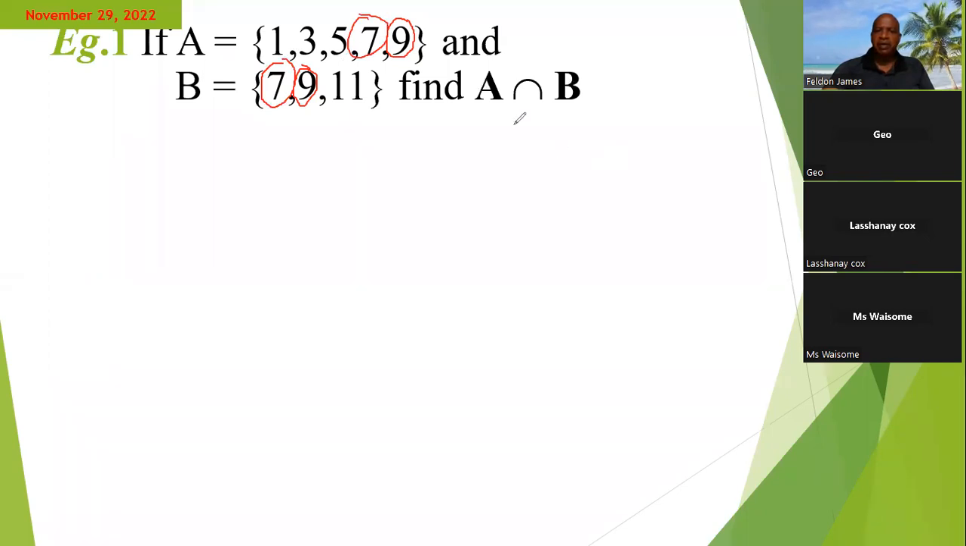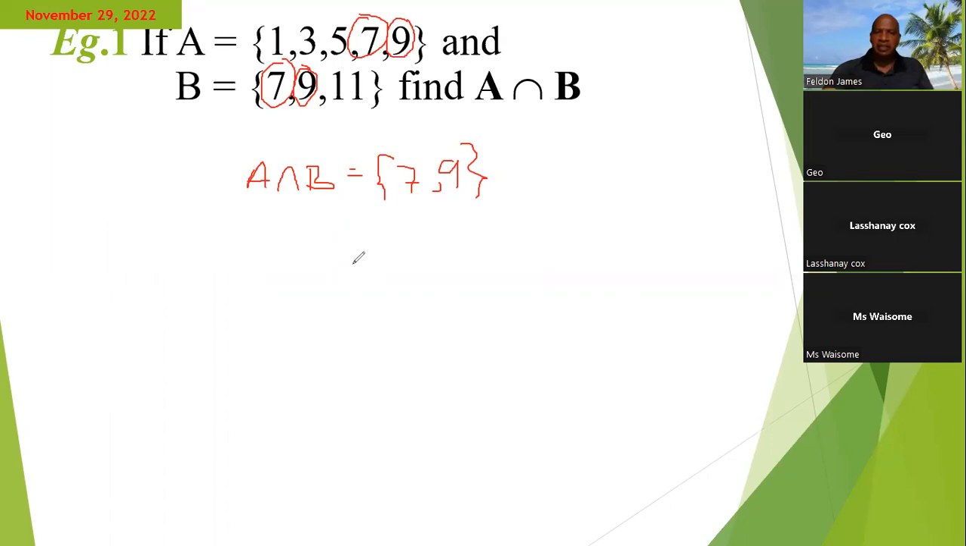So if we are going to write the set in terms of the listing, then we could write A intersect B is equal to the set of elements 7 and 9. All right, so that's how we would list the members of the intersection.